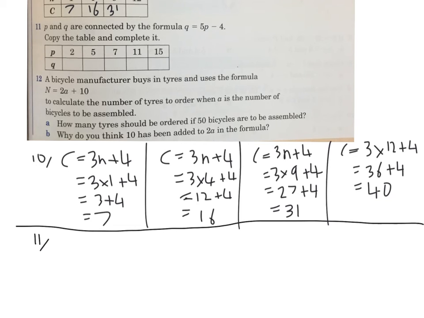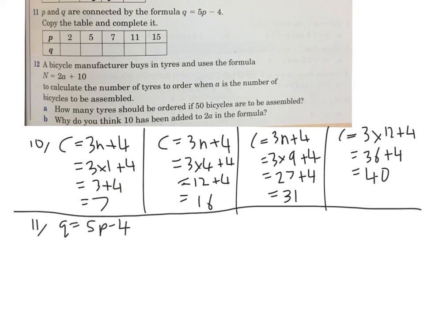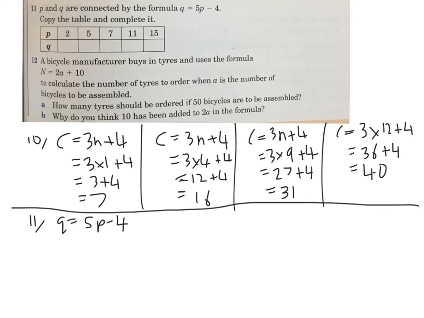So number 11, p and q are connected by the formula q equals 5p minus 4. We have to copy and complete the table. It gives you a value of p, and you've got to find the value of q. So I'll just do the first couple. q would be 5 times p. p is 2 the first time round. So we're saying when p is 2 here, what's q? So put p to be 2. q will then be 5 2s, which are 10, take away 4, which is 6.